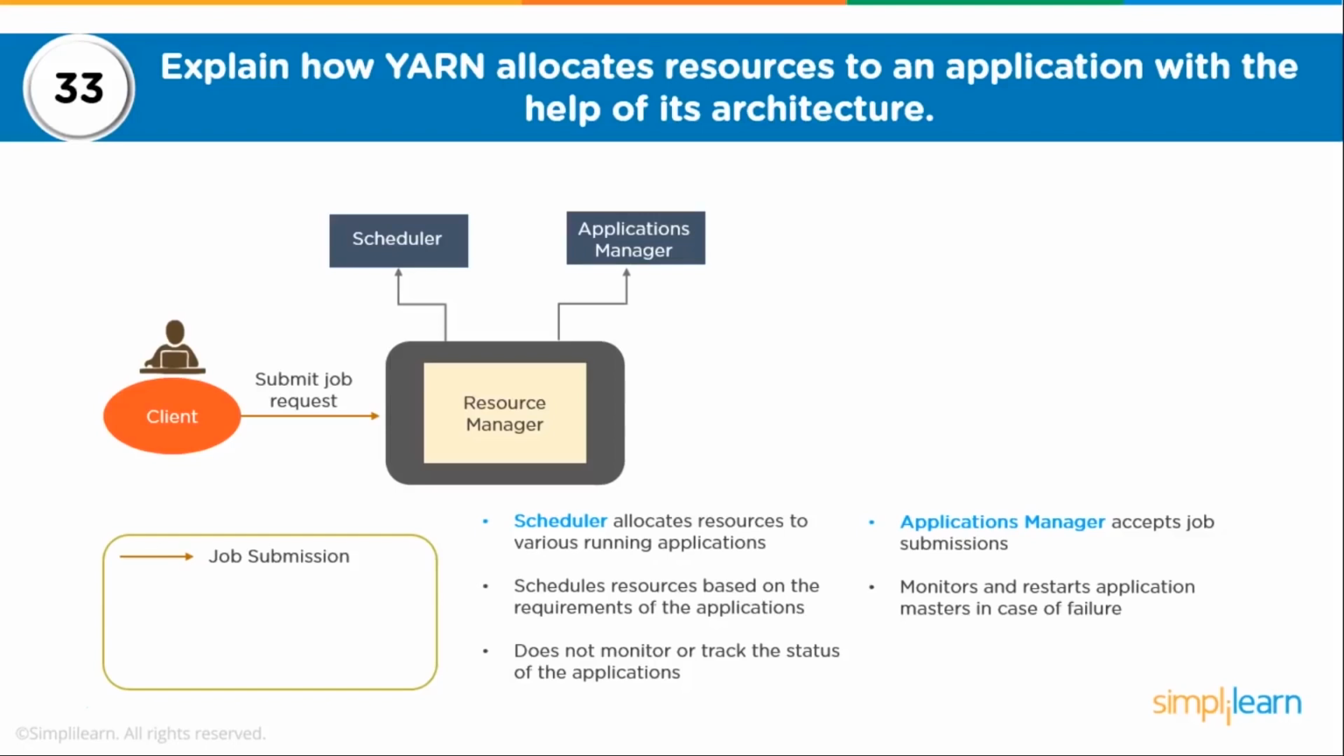So you have a scheduler which allocates resources to various running applications. So scheduler is not bothered about tracking your resources or basically tracking your applications. So we can have different kinds of schedulers such as FIFO, which is first in first out. You could have a fair scheduler or you could have a capacity scheduler. And these schedulers basically control how resources are allocated to multiple applications when they are running in parallel. So there is a queue mechanism. So scheduler will schedule resources based on requirements of application, but it is not monitoring or tracking the status of applications.